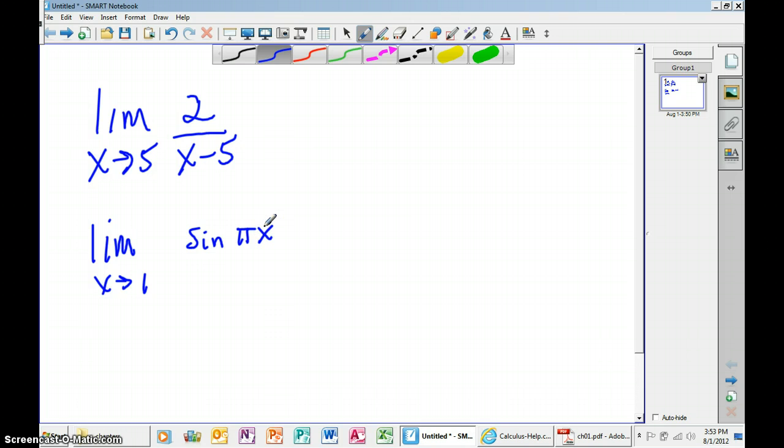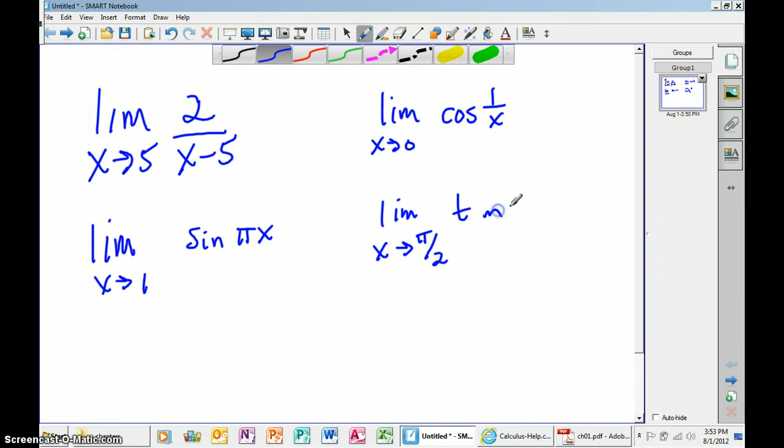And let's do one more. Let's do two more. I always say one more and I mean two more. You'll get to know me like that. The limit as x goes to 0 of the cosine of 1 over x. And the last one I'm going to have you try is the limit as x goes to pi over 2 of the tangent of x.